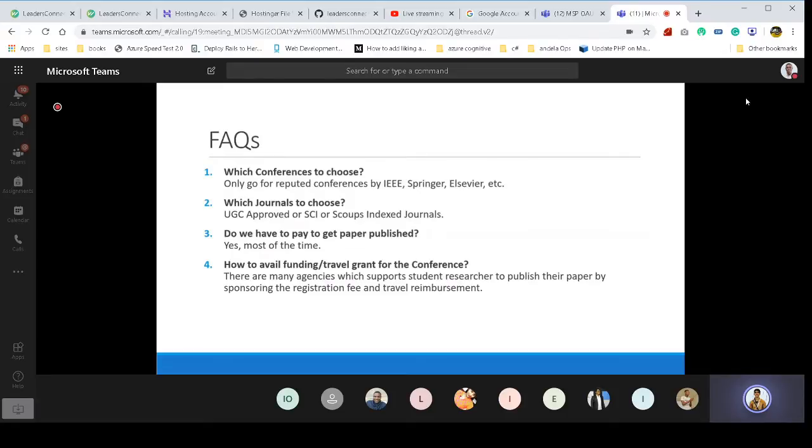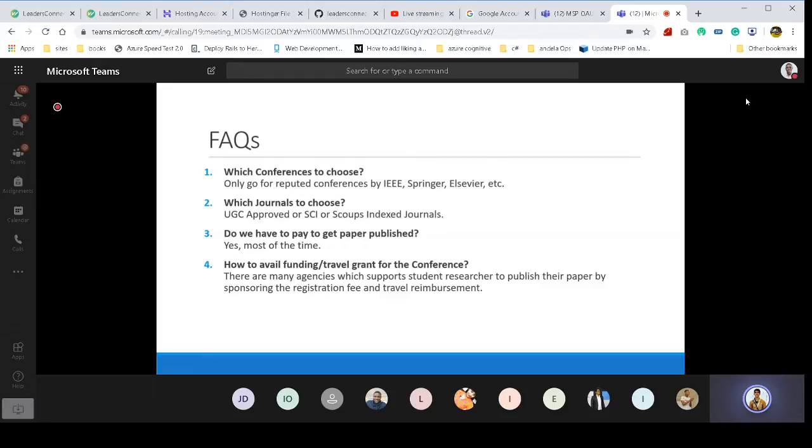How to avail funding or travel grants for your conferences? There are many funding agencies like IEEE, or your university's research and R&D cells, which help you with the registration fee and travel grants for your conferences. Like, I went for an IEEE conference last year in December to Dubai. I live in India, and I went to the United Arab Emirates, to Dubai specifically, for one of the IEEE conferences. Fortunately, my trip was sponsored by the R&D cell of my university, and that was fun, because traveling for free is definitely fun, and that too to an international country. So you get travel grants and reimbursements from some of the agencies.